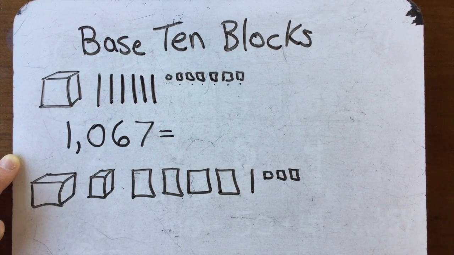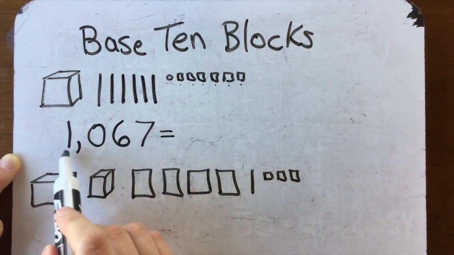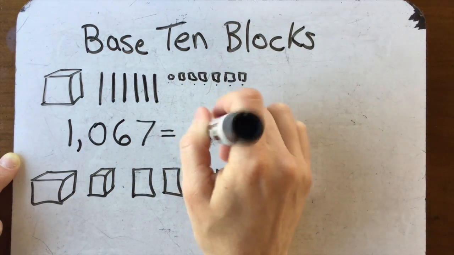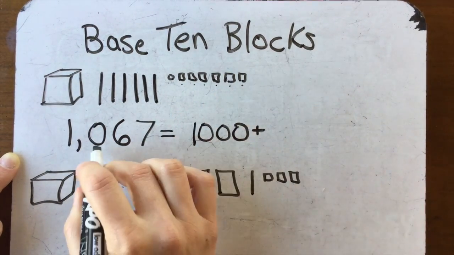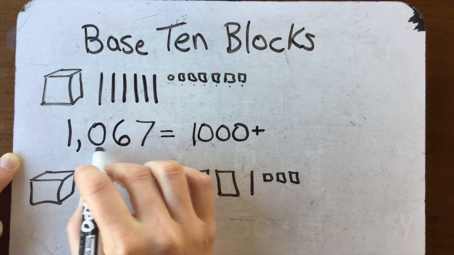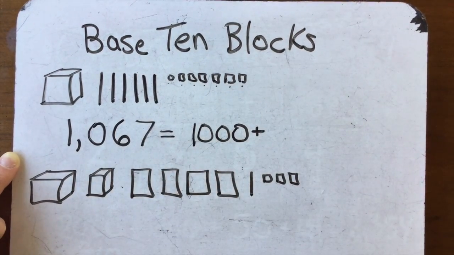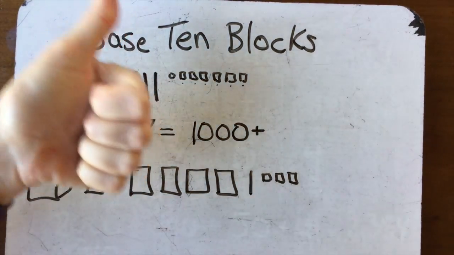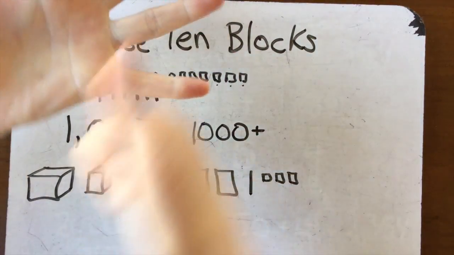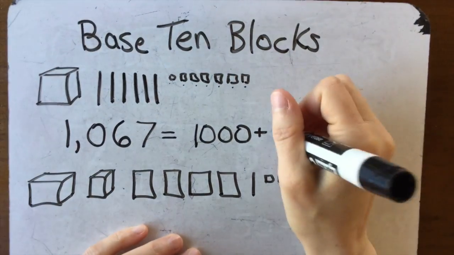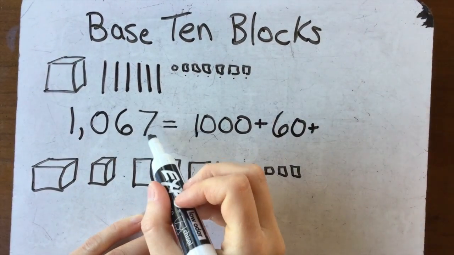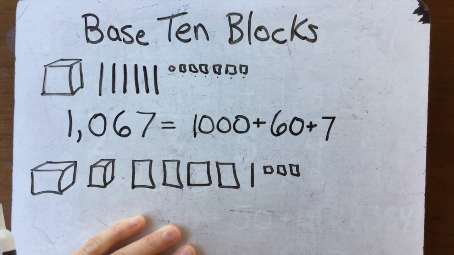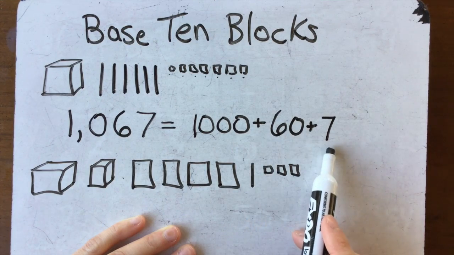Let's write this in expanded form. That means we're going to break each part up into its place value. So let's look at 1,000. 1,000 is going to be worth 1,000. We don't have any hundreds. So now we're going to look at the 6. What is the 6 worth if it's in the tens place? That means we have 6 tens. So we're going to have 10, 20, 30, 40, 50, 60. So 60. And we know that 7 ones is just going to be 7. So 1,067 in expanded form is 1,000 plus 60 plus 7.